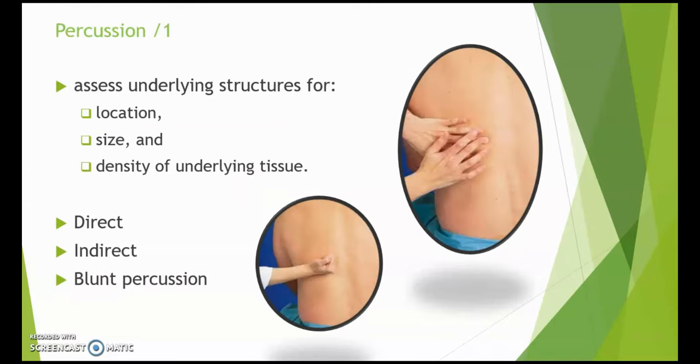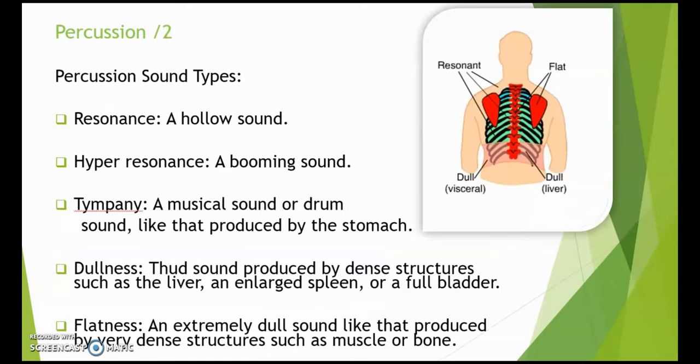Next slide, percussion. Assess underlying structure for location, size, and density of underlying tissue. It can be direct, indirect, as well as blunt percussion. All right, percussion part two, sound types. Some of these things you should remember from the previous class. Resonance, a hollow sound; hyperresonance, a booming sound; tympany, a musical sound or drum sound.